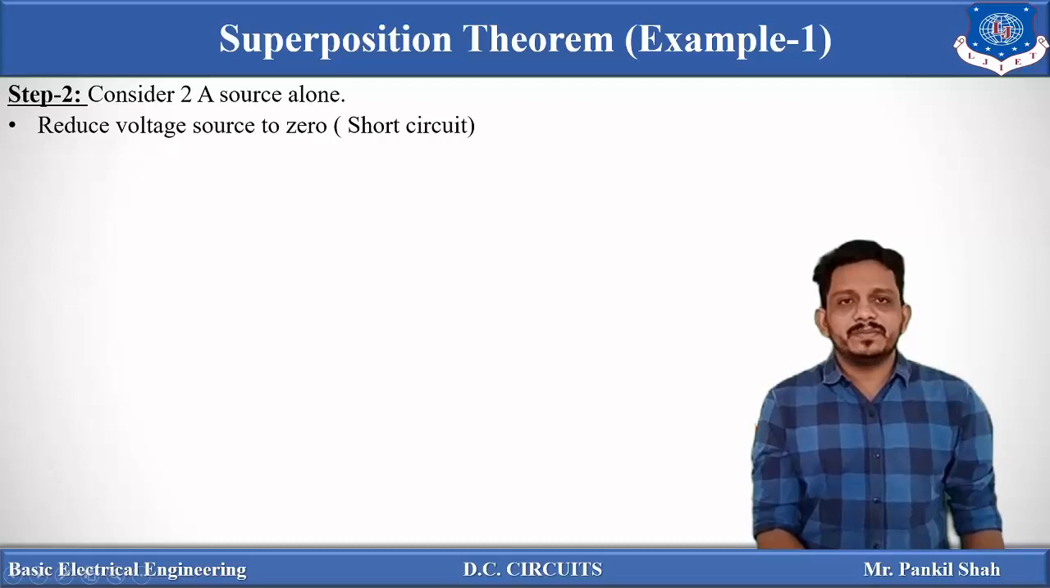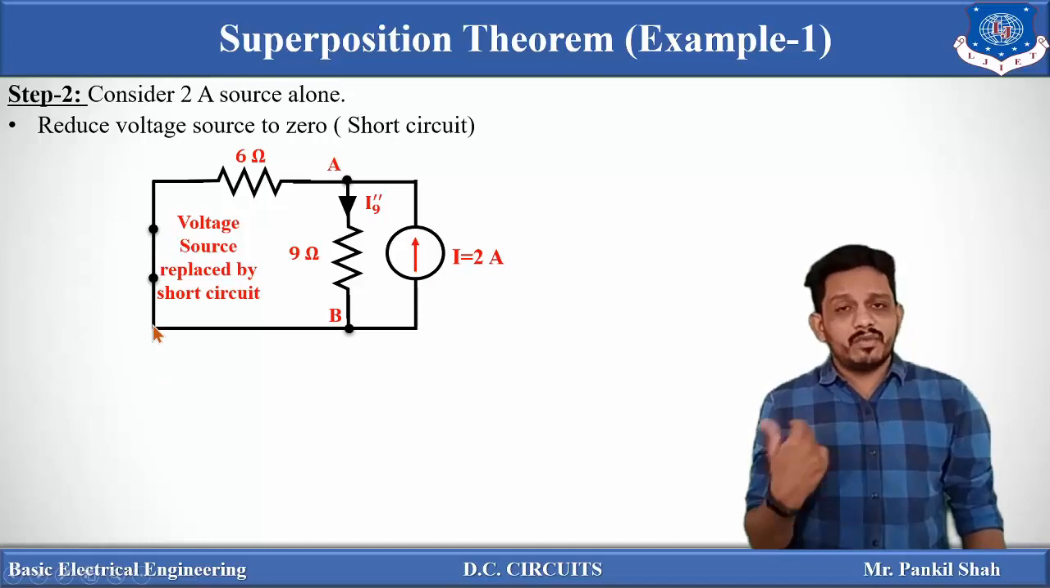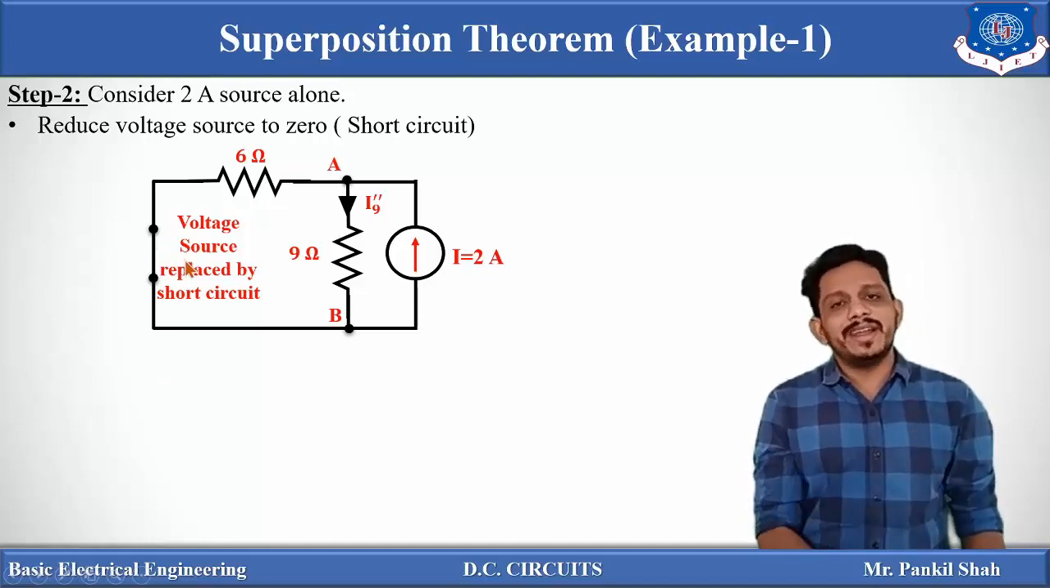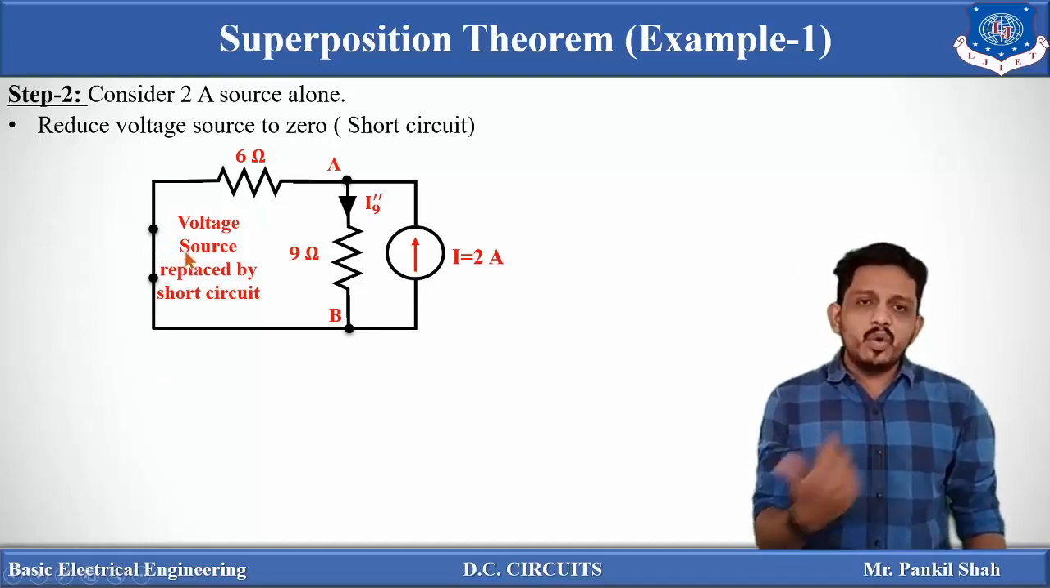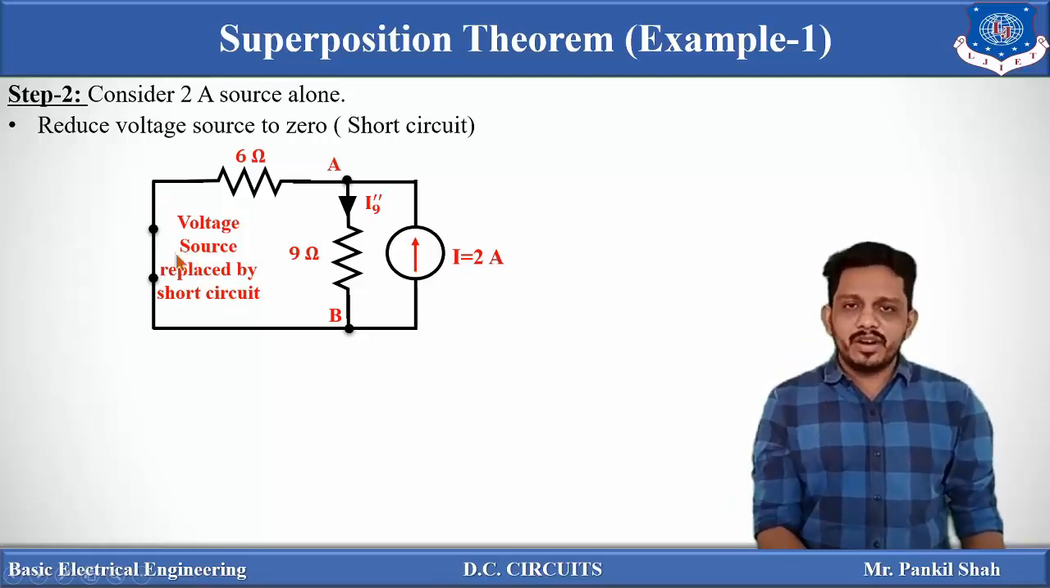Let's consider the 2 ampere source alone. If we consider this 2 ampere source alone, then this 9 ohm branch will be as it is, the 6 ohm branch will be as it is, but this source, that was the voltage source, is now replaced by its internal resistance. But again, no internal resistance is given, so it is only a short circuit. So we have short circuited that 3 volt source.